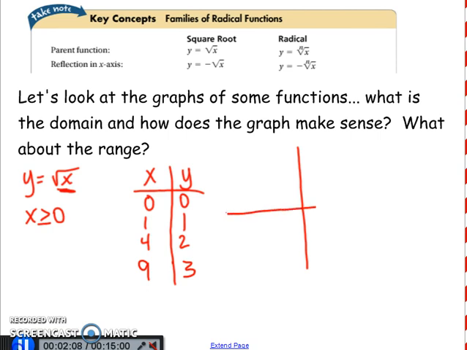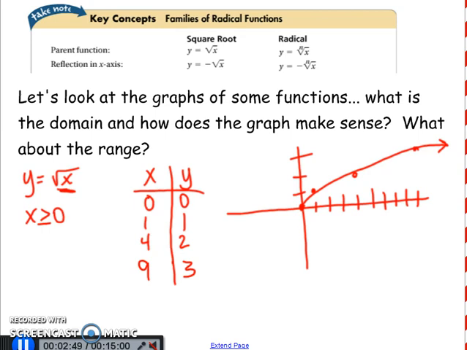If I go to graph this, here I'm at 0, 0, 1, 1, 4, 2, and 9, 3. So the function kind of looks like a hook. It's going to start at 0, 0, and it's going up towards the right. It's not going to go into any quadrant that's on the left side, because we said that we can't have negatives. So the square root of the numbers are going to be positives. They're going to stay to the right.